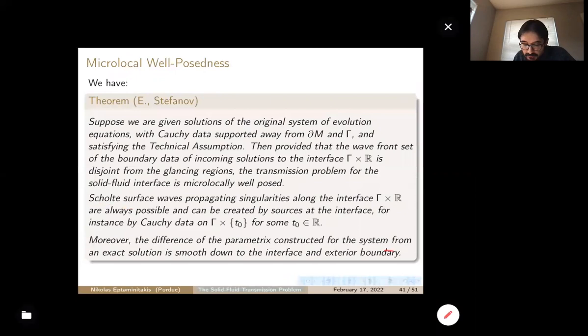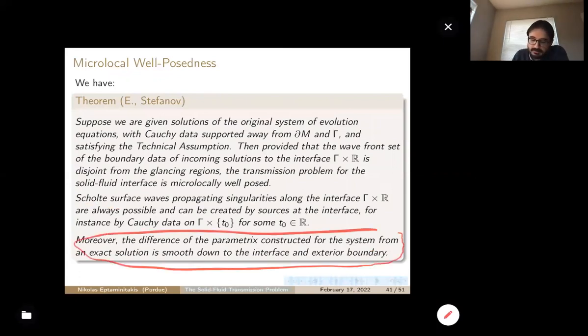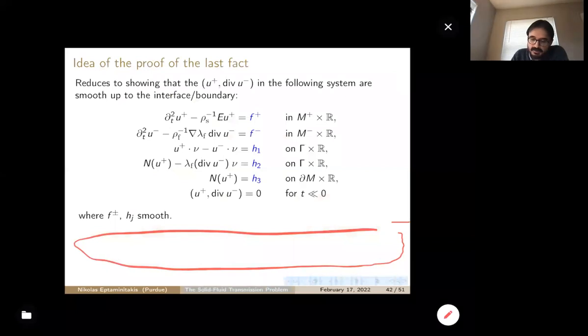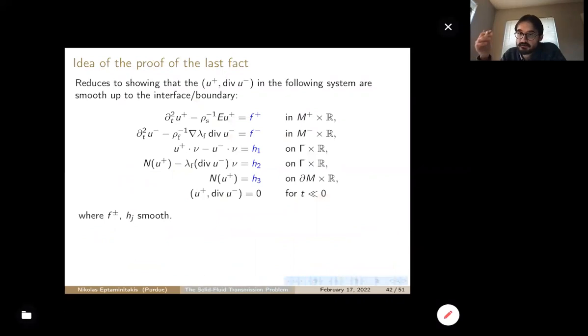Moreover, we actually show that the difference of the parametrices constructed for the system from an exact solution is smoothed down to the hypersurface and to the exterior boundary. So this is actually showing that it is not a trivial problem, and it basically involves looking at a system similar to the one we had, where you now have smooth sources instead of having zero transmission conditions. So you have transmission sources which are smooth, and you would like to show that a solution of this system with those smooth transmission sources is actually smooth.